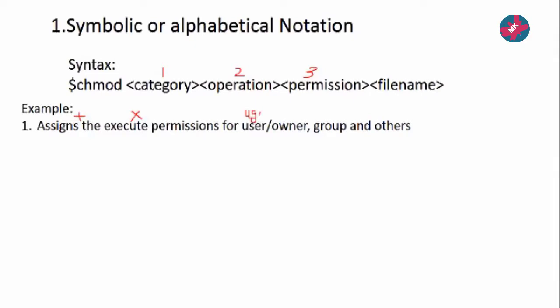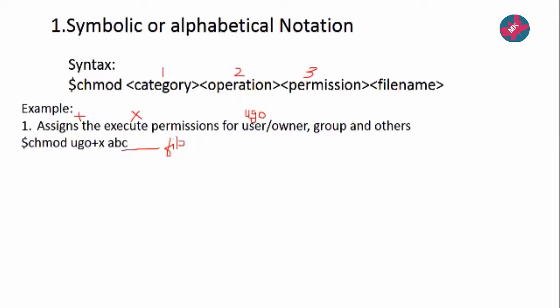Now see how it is written. It starts with chmod. The first part is the category, which is ugo. The operation is plus. And which permission is to be given? x. So it is written as x. And this abc is my sample file name.